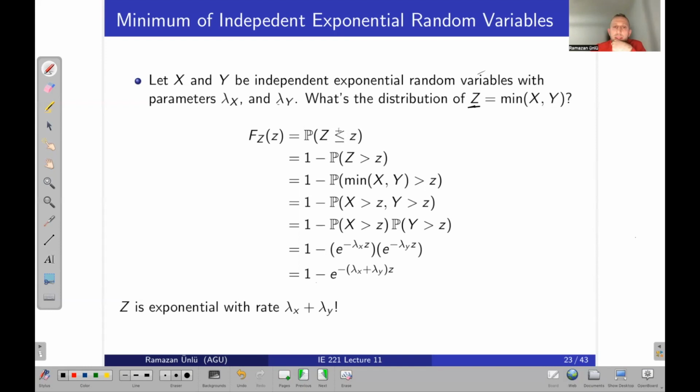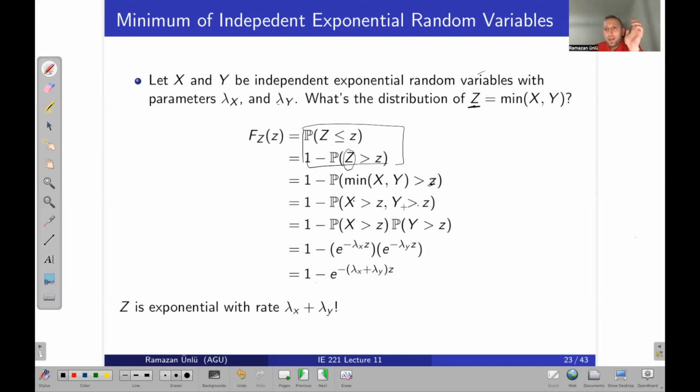Also, this is equal to 1 minus the probability of Z being greater than some particular value, okay? So that is the same thing. So what is Z? Z is the minimum of X and Y, right? So I can rewrite this part as 1 minus the probability that the minimum of X and Y is greater than z. If the minimum of these two is greater than z, that means both X and Y should be greater than z, right? So I can rewrite this as 1 minus the probability of X greater than z and Y greater than z.